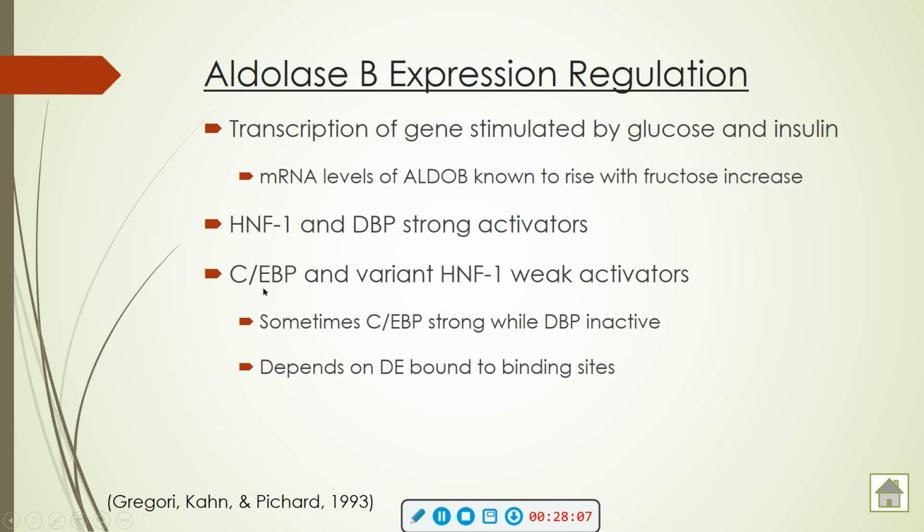Now, the great thing about the enhancer binding protein is that it can actually be strong instead of weak if this other DBP, which stands for just a D element binding protein, is inactive, if it's not performing right, then this can take over and it becomes a strong activator. They think, through all the research they've done, that this depends on the distal element, or DE, that's bound to the binding sites.